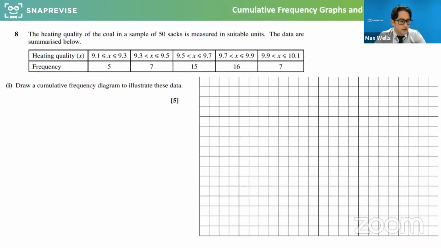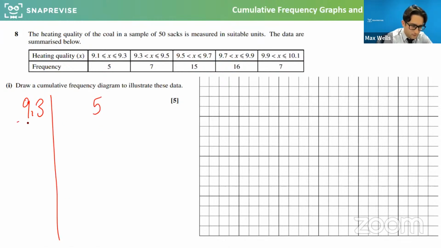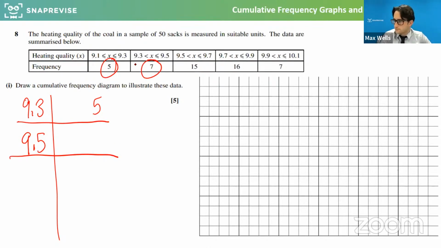So this one here: the heating quality of the coal in a sample of 50 sacks is measured in suitable units. The data are summarized below. If we think about what's going on here, at 9.3, the end point, we've got 5. At 9.5, can anyone tell me what the cumulative frequency would be? I am going to have to draw an axis on here in a minute, but let me know. So you're adding the two together, and hopefully we're happy that that's 12.